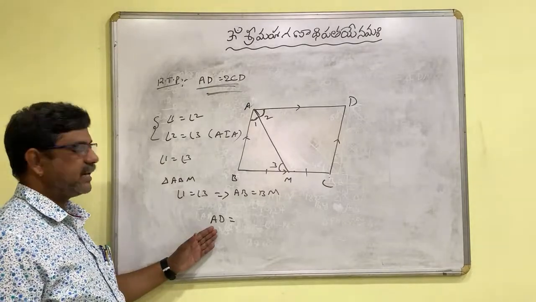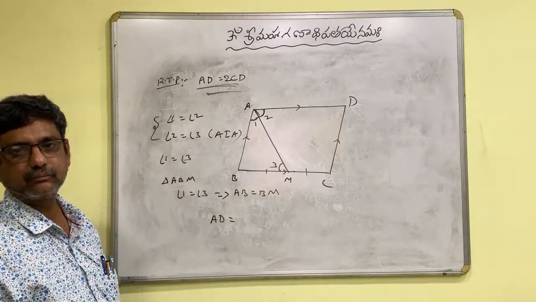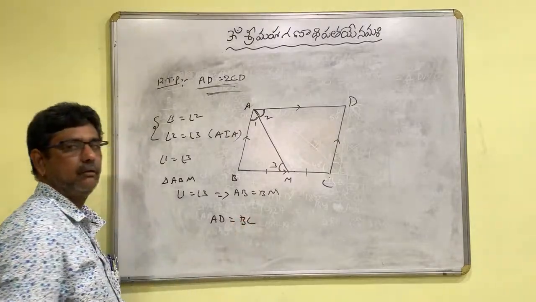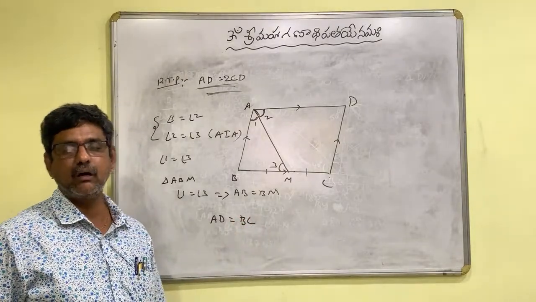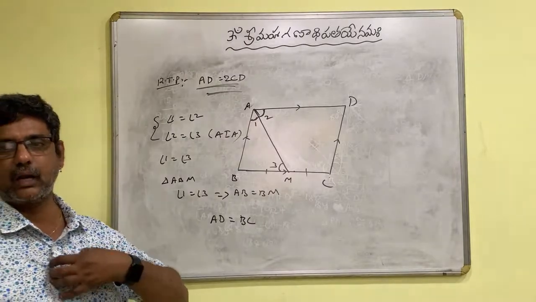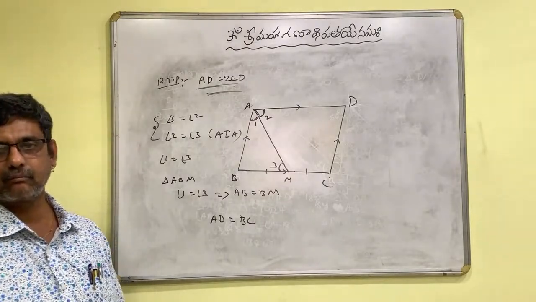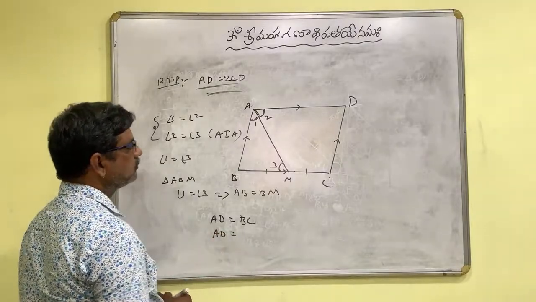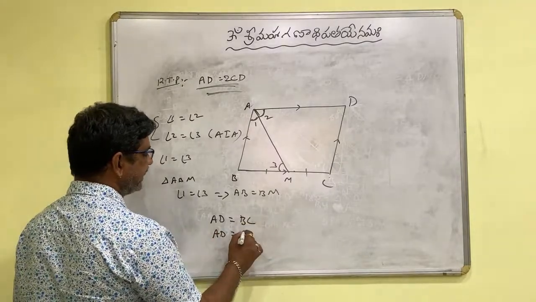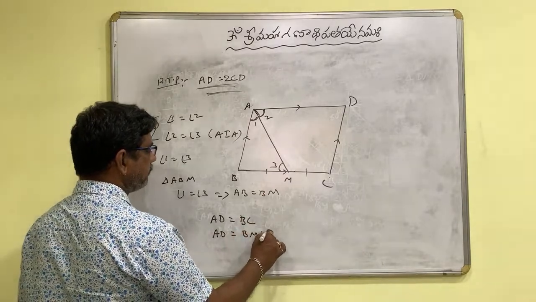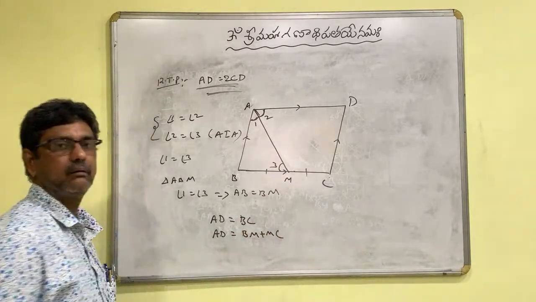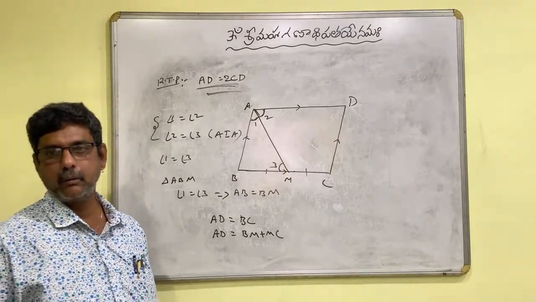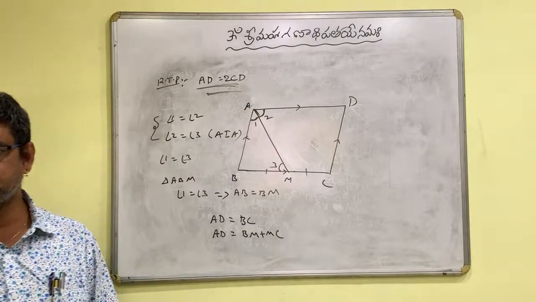Now, consider AD. We know that AD is equal to BC, opposite sides of parallelogram are equal. Now, AD is equal to BC. I can express BC as BM plus MC.